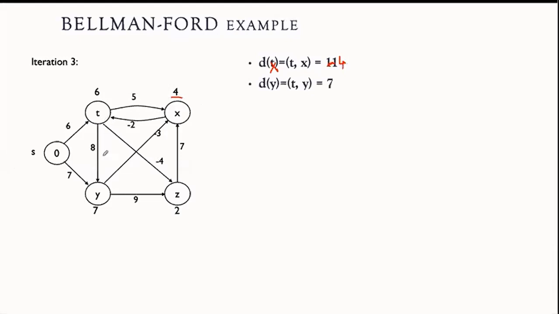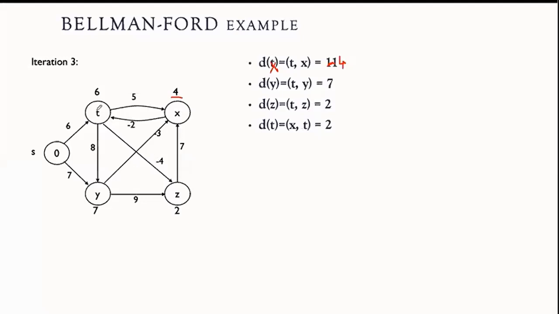Next, t to y. Distance is 7. 6 plus 14, 6 plus 8 is 14, which is greater than 7. So keep it as 7 itself. Next, t to z. 6 minus 4, 2 is there. So 2.